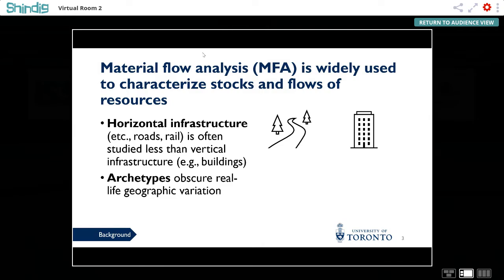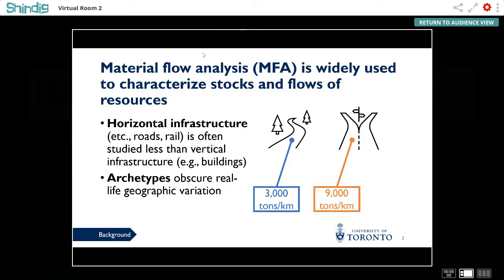In roads, for example, we might look at a particular road type and say that on average, we expect it to have around 3,000 tons of concrete and asphalt per kilometer, whereas a different road type might have around 9,000 tons per kilometer. In this project, we managed to get access to a detailed data set owned by the City of Toronto for their road network that has detailed data related to the pavement composition.